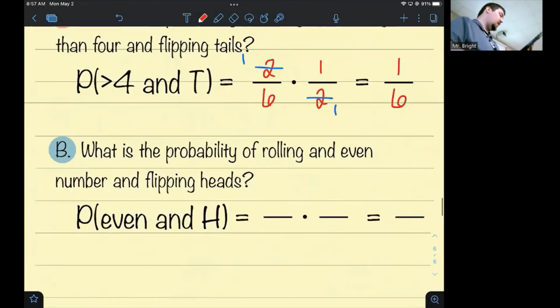What about the probability of rolling an even number? How many even numbers are there on a number cube? 3 out of 6. What are those numbers? 2, 4, 6. And flipping a heads, still 1/2.